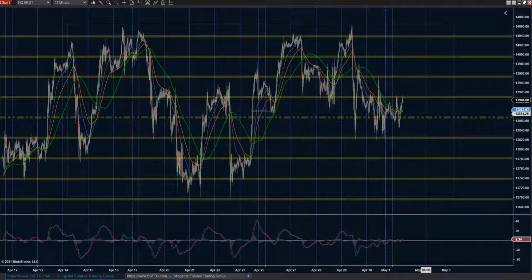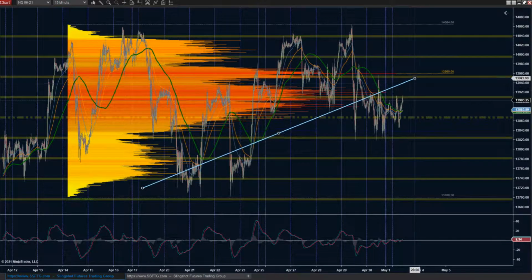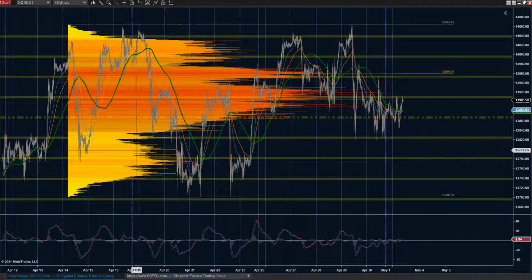Let's see where this wants to pop up here. Ooh, okay. Not directly in the middle of it. That's interesting information. 13,960 seems to be that we've got ourselves a bit of accumulation going up into the 960s, and then they kind of give up above that. It's a lot of profit taking above that from the buy side.